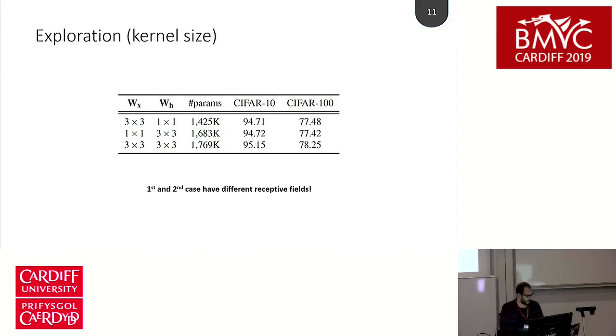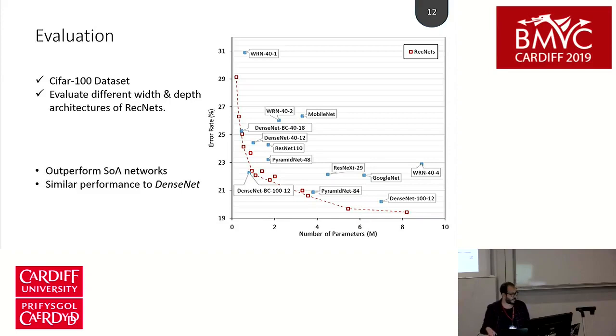And finally, we can see the accuracy error rate versus the number of parameters. We compared to several state-of-the-art architectures of comparable size. As you can see, we have only up to 10 million parameters. And we use the CIFAR-100 dataset because CIFAR-10 results were too close to each other. The red line represents our networks. We have like a Pareto curve. And we can observe that we outperform the majority of the existing architectures.